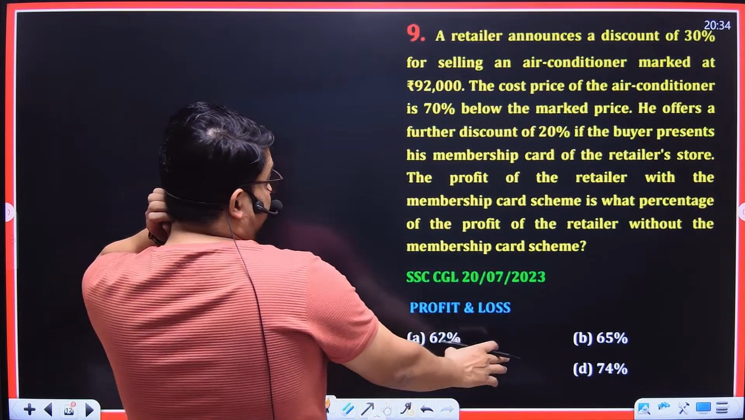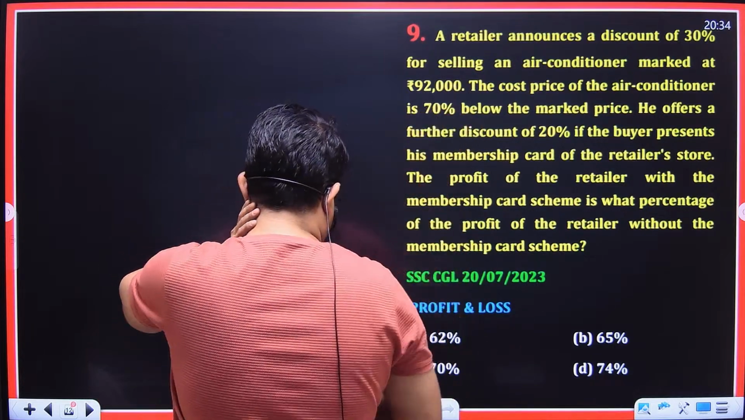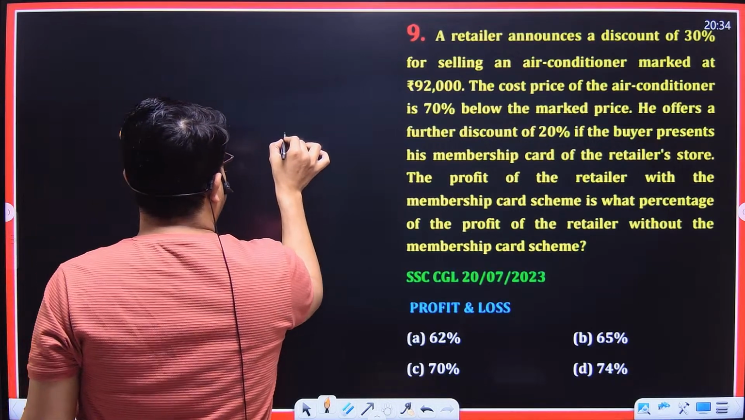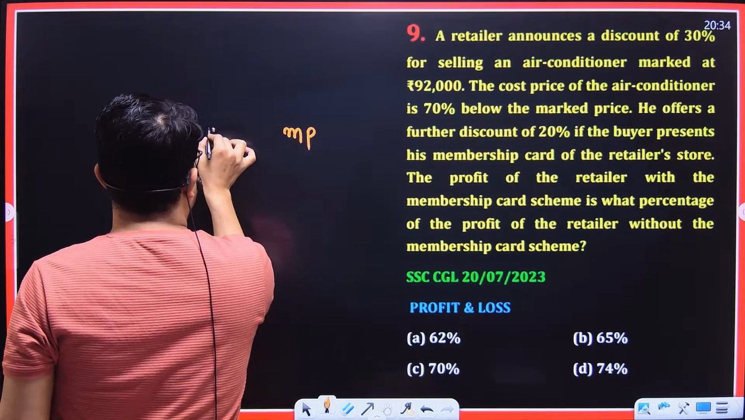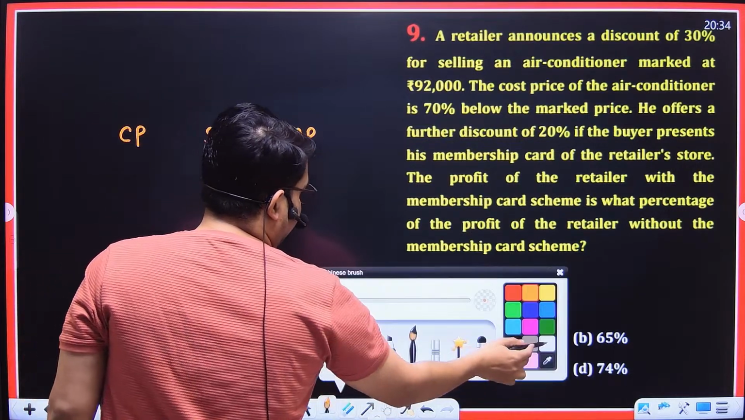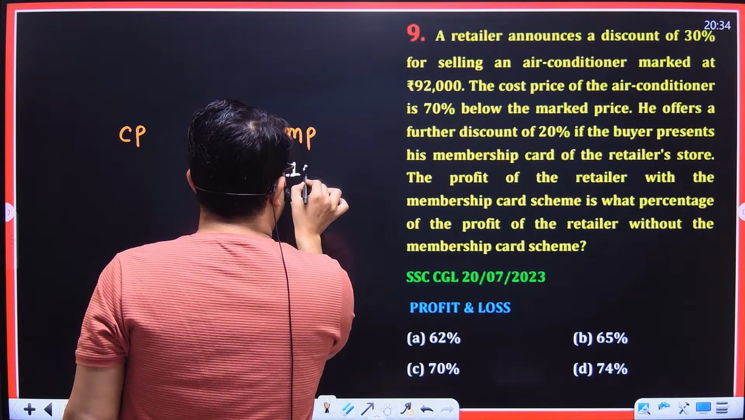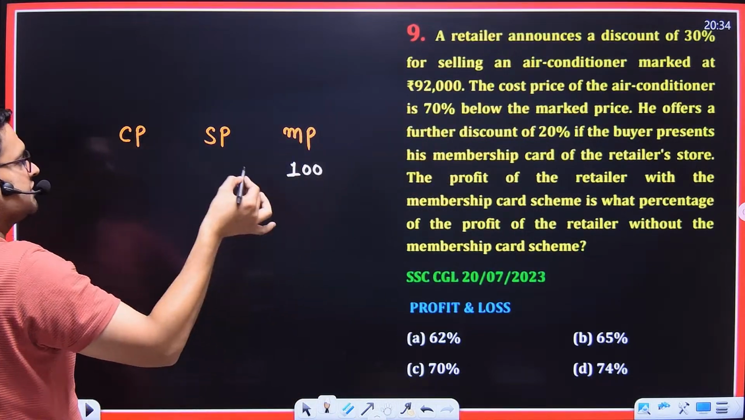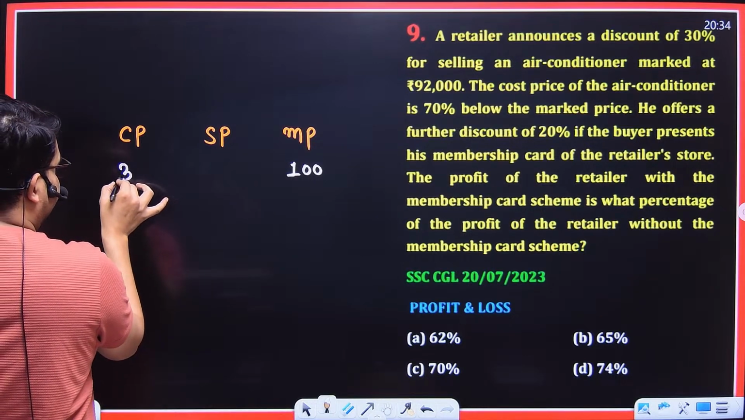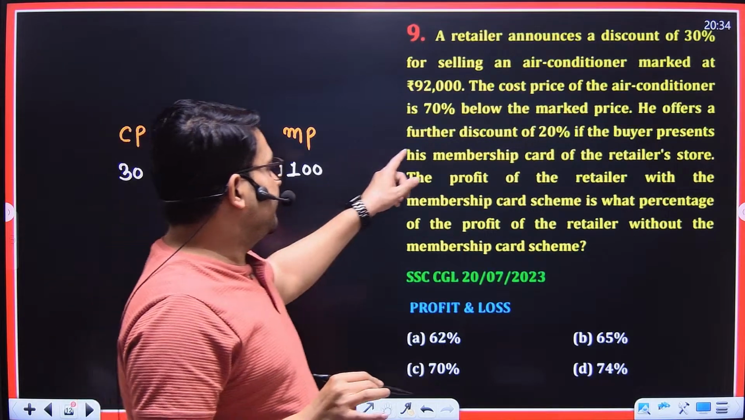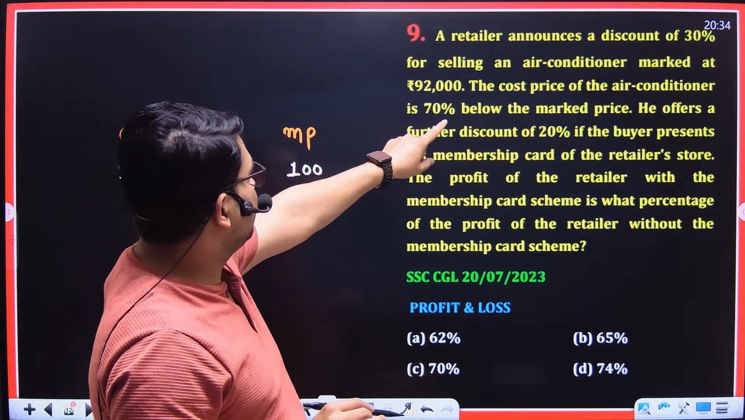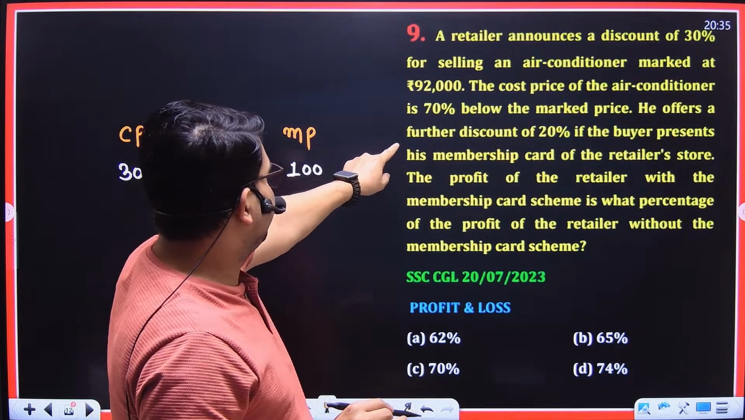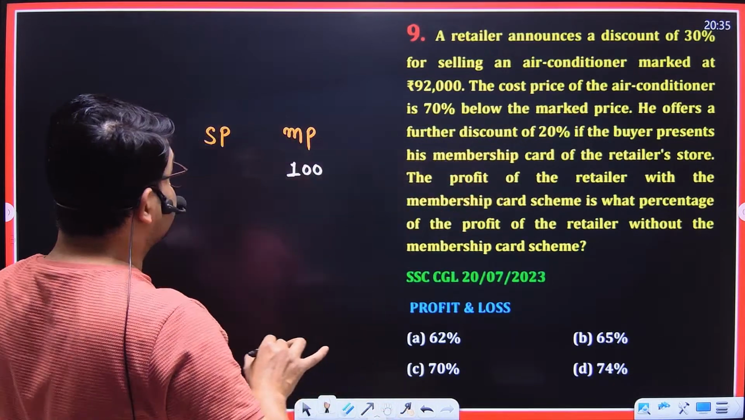So if the answers are in percentage, then this is of no use. Suppose this one is my CP. I have my CP and I have my MP. When discount will be given, I have my SP. Suppose my MP is 100. In the first case, he says that the cost price of the air conditioner is 70% below the MRP, so this one is 30. He offers a further discount of 20% if the buyer presents his membership card.